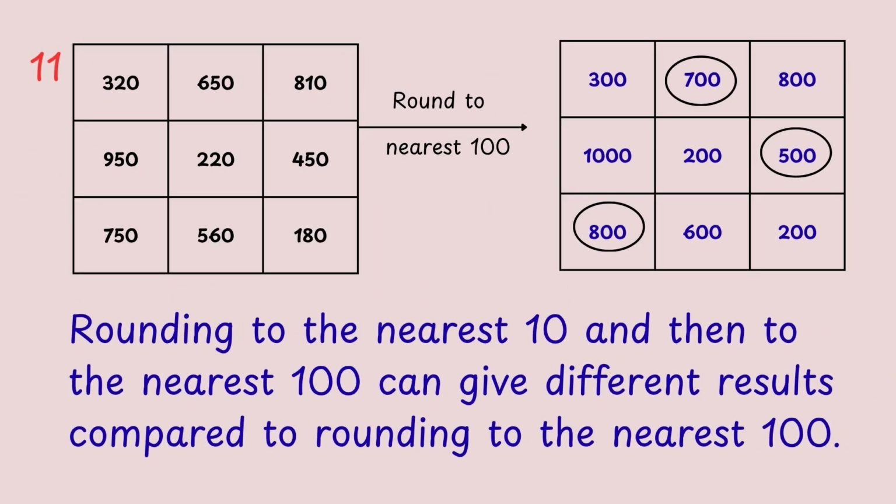And when we round this table to nearest 100, that will be 300, 700, 800, 1000, 200, 500, 800, 600, and 200. So, from those tables, you can see that rounding to the nearest 10 and then to the nearest 100 can give different results compared to rounding to the nearest 100.